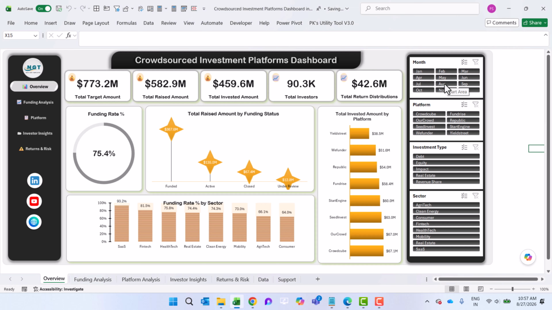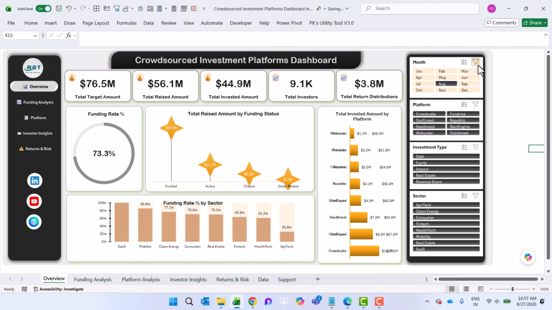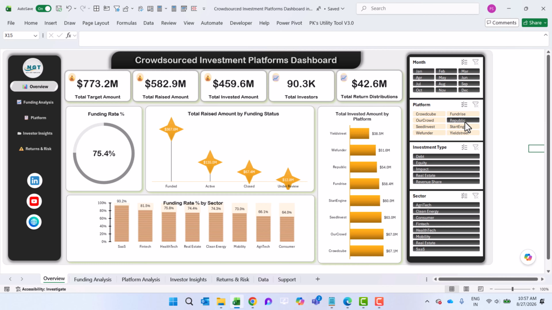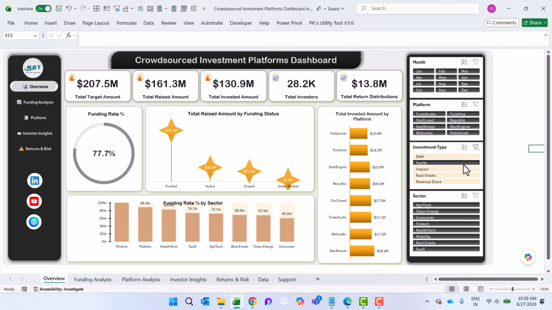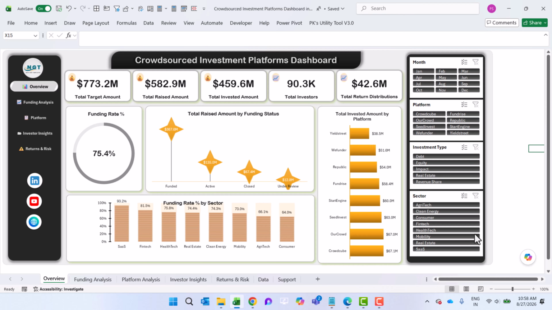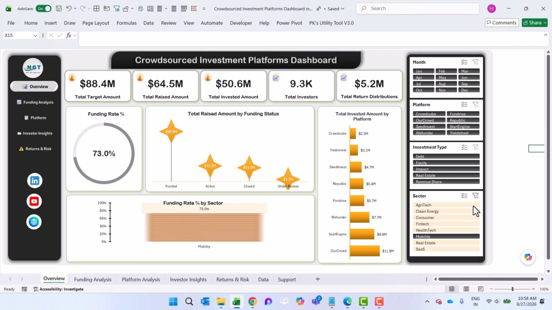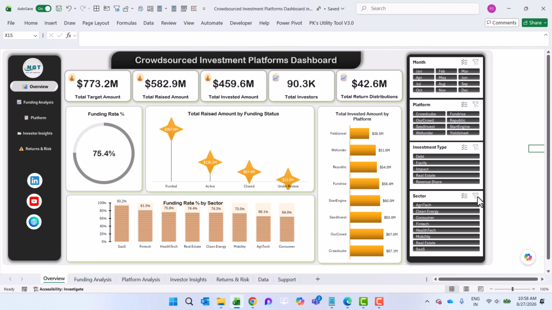Today we are looking at the Crowdsourced Investment Platforms dashboard. If you run or follow the platforms where everyday investors back property, startups, and clean energy deals, this brings the whole picture into one file. Money raised, money actually invested, who is backing what, and what comes back. Let us dive right in.